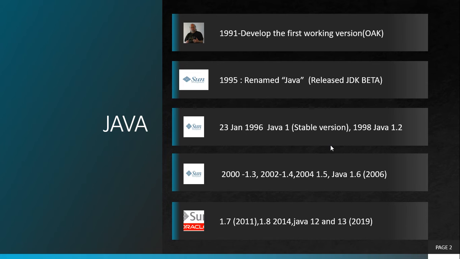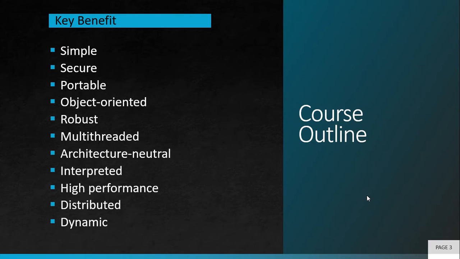Another thing, Java is an open source programming language. If you want to install Java, you don't have to pay any licensing cost to Sun Microsystems or Oracle. Now Java 13 is the version as of 2019, and they have all this history, as you can see on my screen. Okay, now I am going to tell you the benefits of Java.